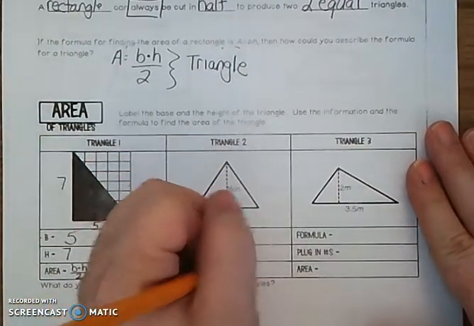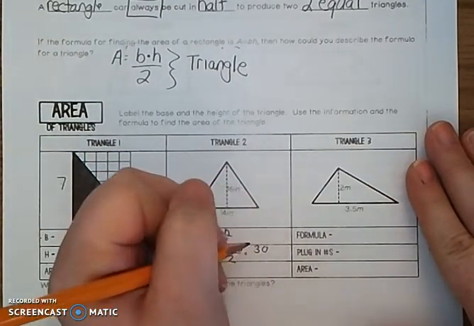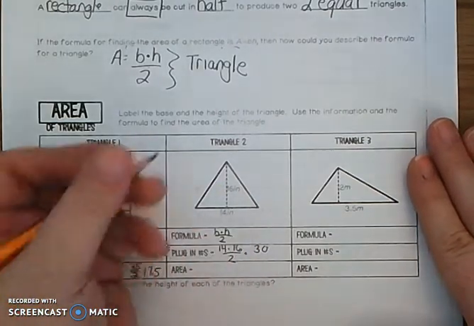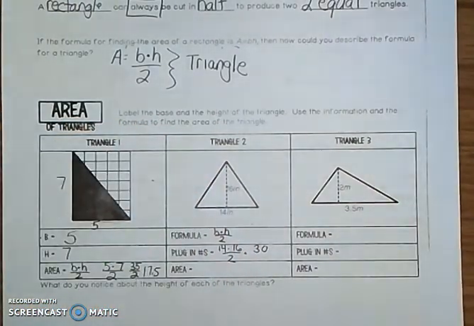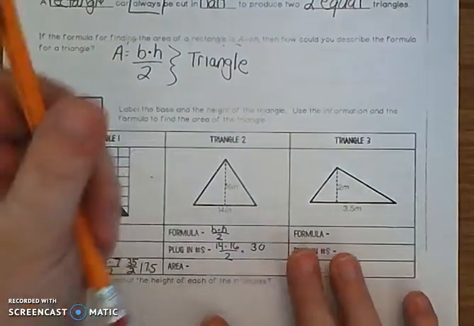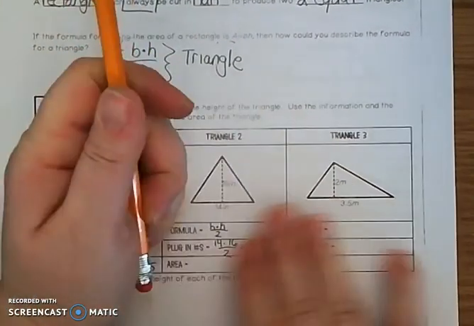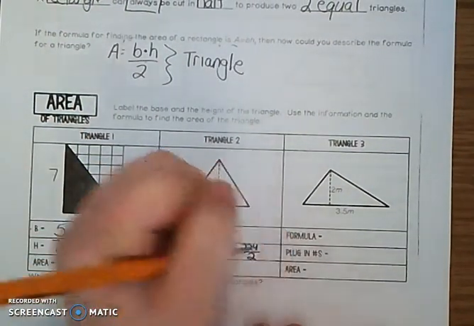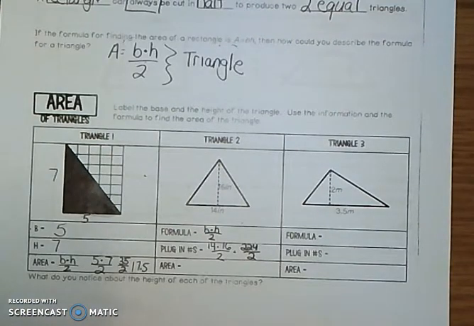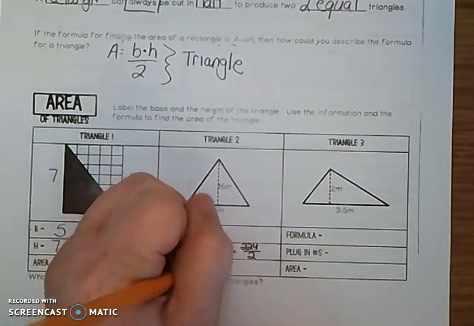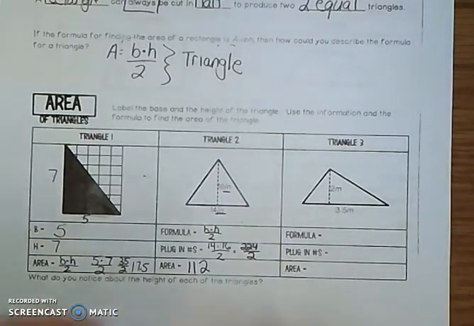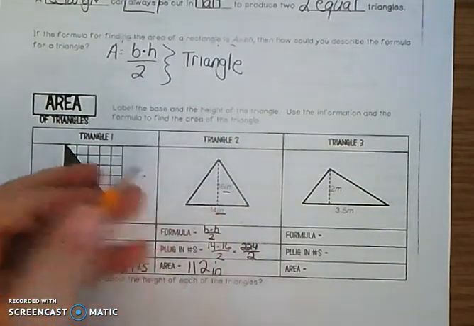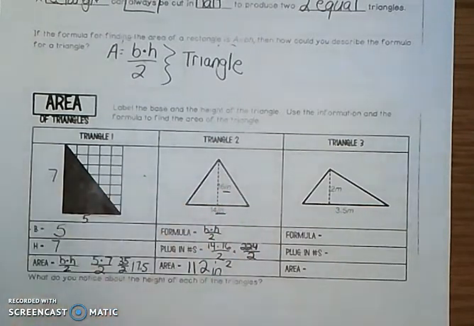So 14 times 6 is 30. Oh, I'm sorry, I added, I didn't multiply. Sorry about that, I messed that up. So 14 times 16 is 224, divided by 2. When you do 224 divided by 2, you get 112, and they do give us units there. So this is inches, and because it's area, we're talking about squares, so squared. 112 inches squared.